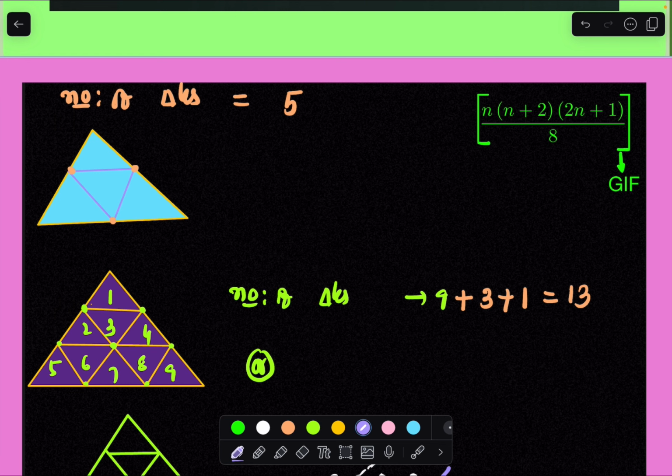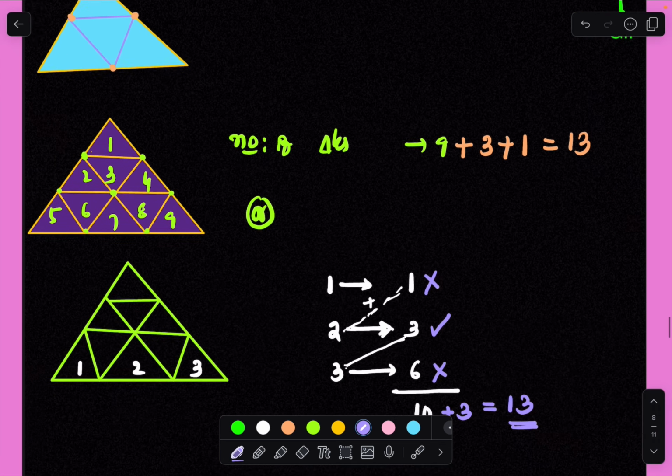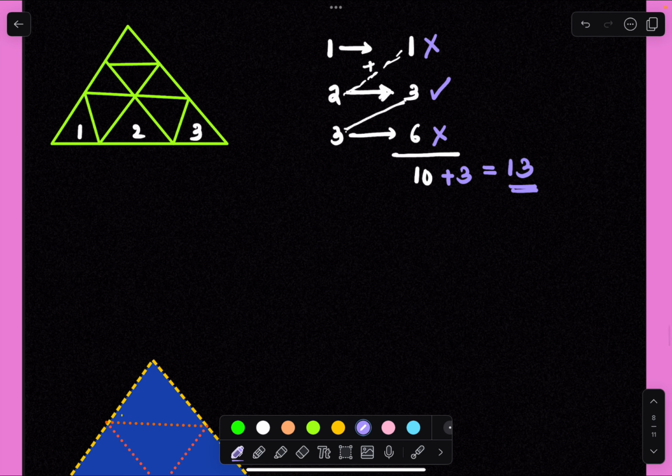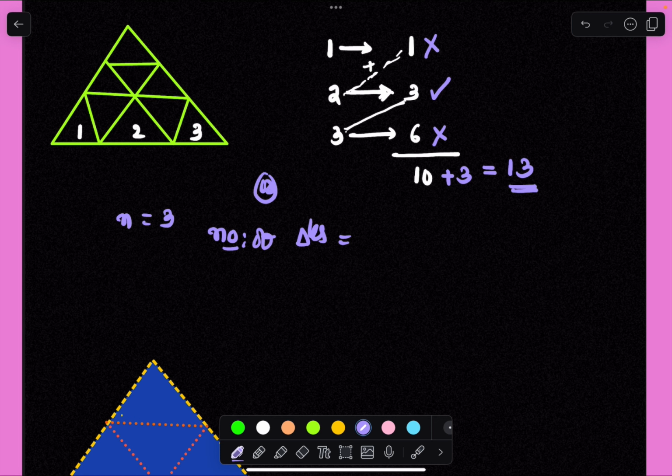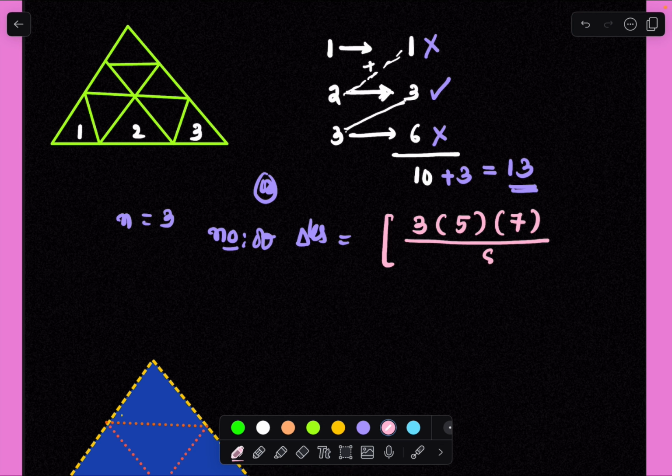Here n is the number of partitions the base is divided into, right? Any base we can take. Let me take n equal to 3 here. I want the number of triangles in this case, so I can use this family. n is 3, n plus 2 gives 5, and 2n plus 1: 2 times 3 is 6, 6 plus 1 gives 7, divided by 8.